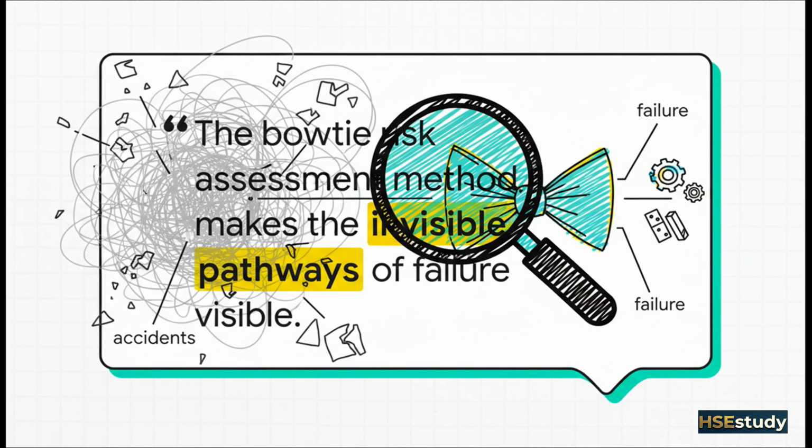I love this quote because it just perfectly captures the whole idea. Incidents rarely happen because of one single thing. They happen through a chain of events that often isn't obvious until it's too late. Bowtie Analysis makes those hidden chains, those pathways to failure, visible to everyone, so you can break them.